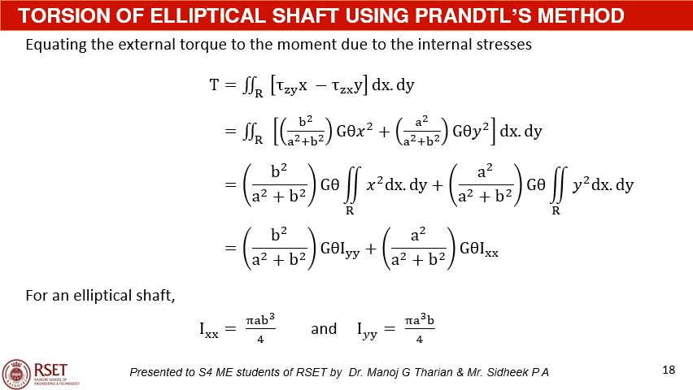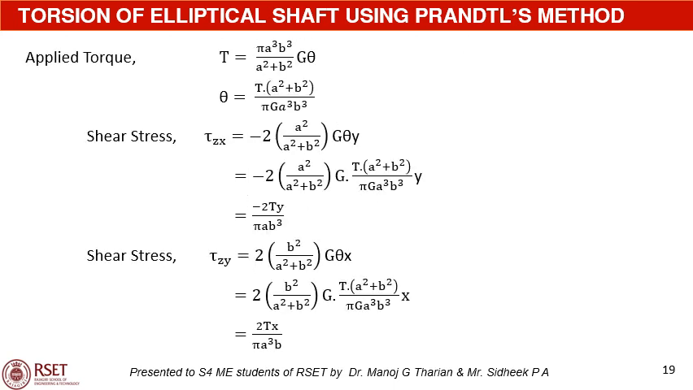For an elliptical section, the second moment of the area with respect to the x-axis is Ixx = πab³/4, and with respect to the y-axis is Iyy = πa³b/4. Substituting for Ixx and Iyy in the expression for the applied torque, we get T = πa³b³/(a² + b²) Gθ, from which we get the angle of twist per unit length θ = T (a² + b²)/(π G a³b³).